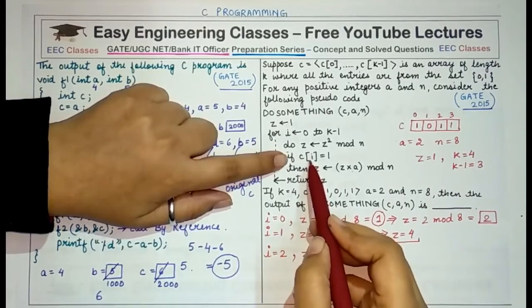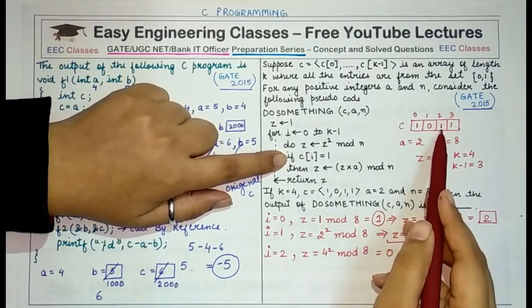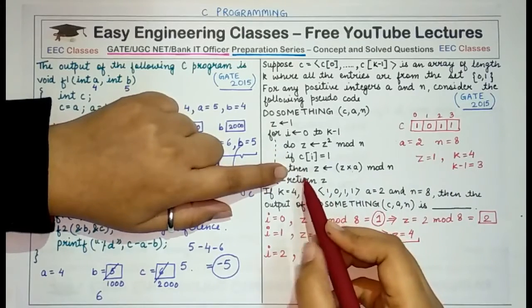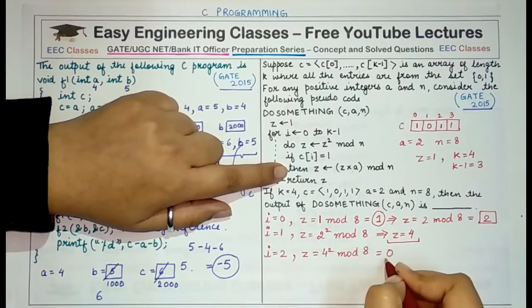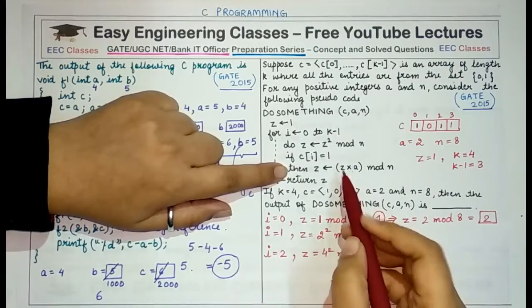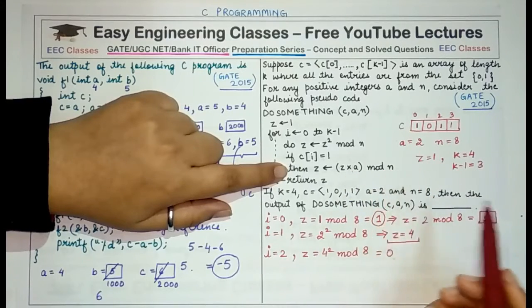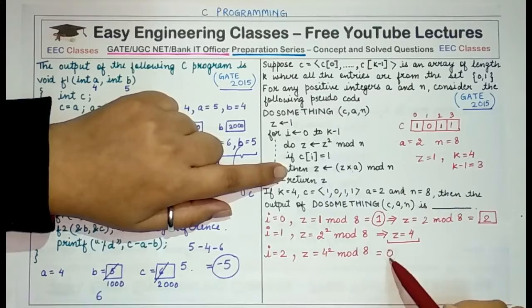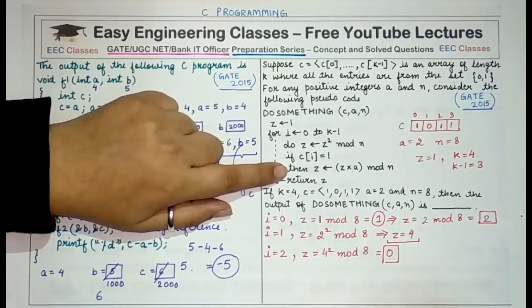If C of i is 2, is C of 2 equal to 1? Yes, it is equal to 1. Then assign Z the value of Z times A mod n. But since Z has become 0 here, 0 times 2 is 0 and 0 mod 8 is again 0. So the value of Z remains unchanged, and this is the present value of Z.